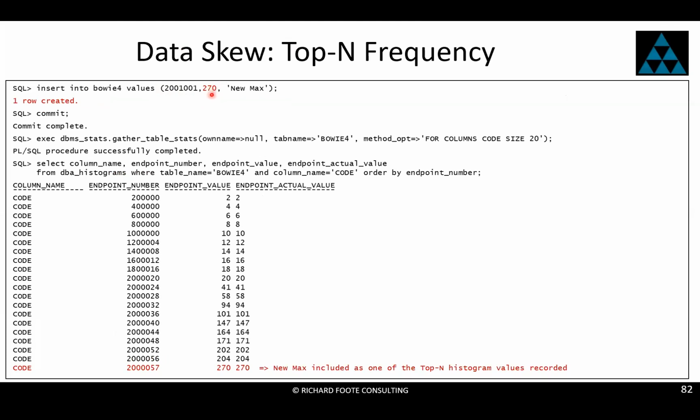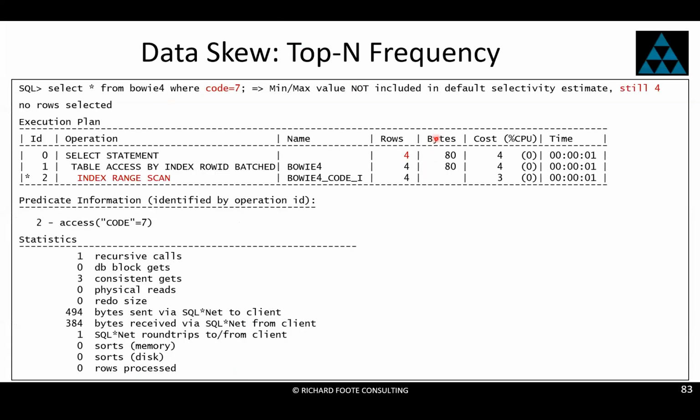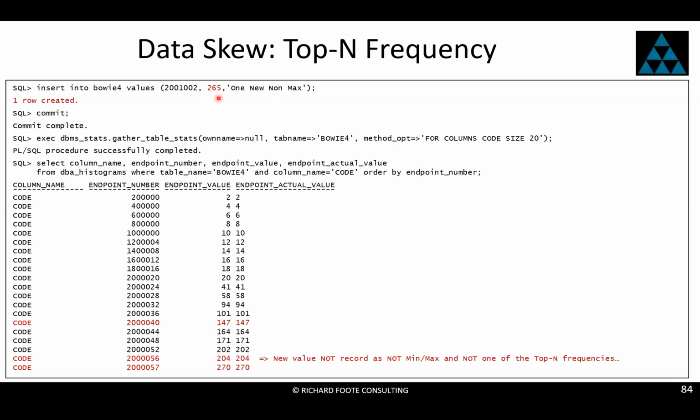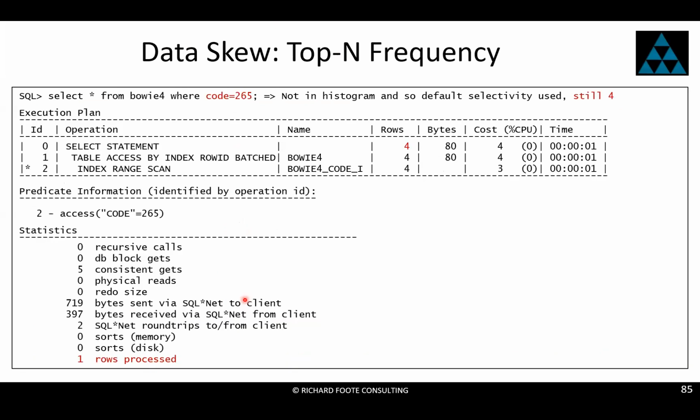Now what I'm doing here, I'm going to insert 1 row, which is 270. It's only 1 row, but because it's the top value, the maximum value, it now becomes one of my 20th values, because I always store the maximum and the minimum values, but they don't get included in my estimates for values that don't exist within my min and max range values. 265 is within my min max. It's only 1 though, so it's not enough to be one of my top end frequencies. So 265, even though there's only 1 of them, it ain't in my top frequency because it's not one of my top 20s.